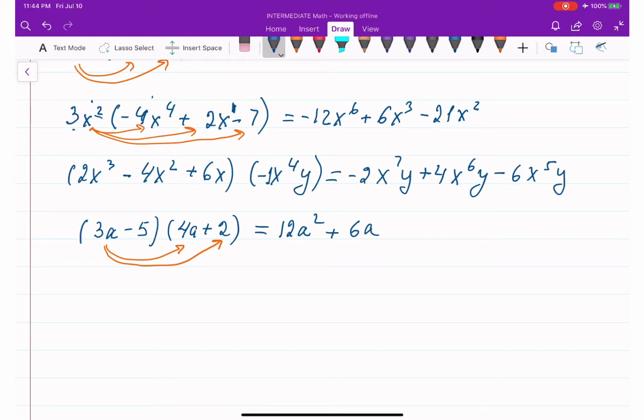Let me change this color here, because the other one I'm going to use different color. Okay, negative 5 times 4a is negative 20a. Negative 5 times 4, negative 20. And negative 5 times 2, it's going to be minus 10. Okay, let's see another one.